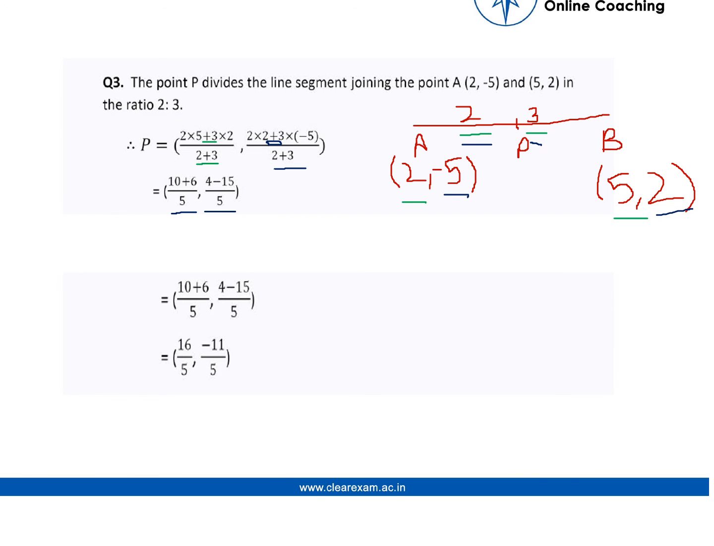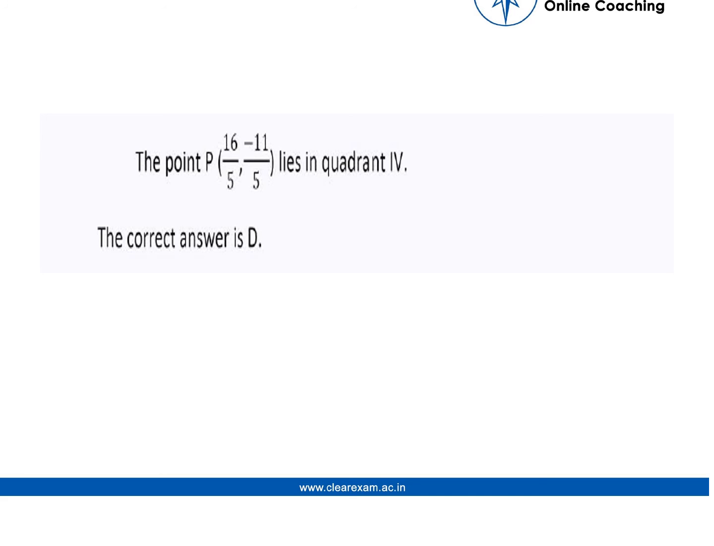So now on further solving, we get the point 16 upon 5 and minus 11 upon 5. This tells us that this point clearly lies in quadrant 4, and thus the correct answer is option D.